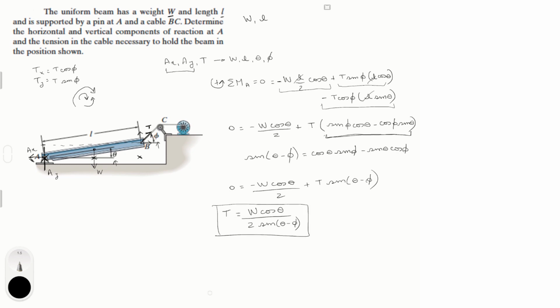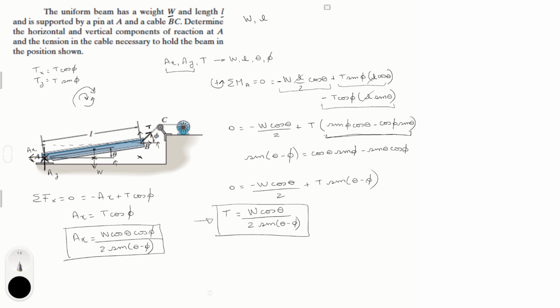Now this is important because if you find the AX and AY, to find AX you can do the sum of the forces on the x is equal to 0 and is equal to minus AX plus T cosine of phi. This is equal to AX is equal to T cosine of phi, which means that AX is equal to, I'm going to replace the T by what we just found, and it's equal to W cosine of theta cosine of phi all over 2 sine of theta minus phi.